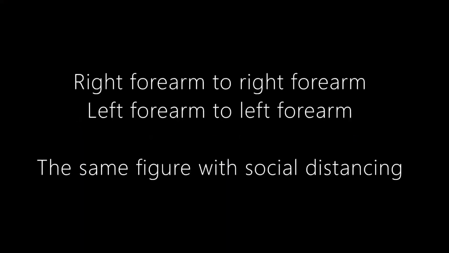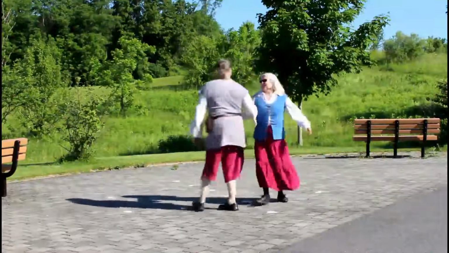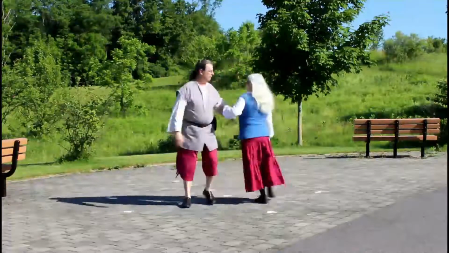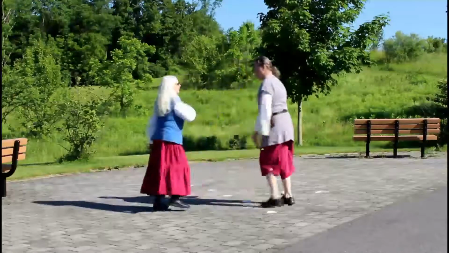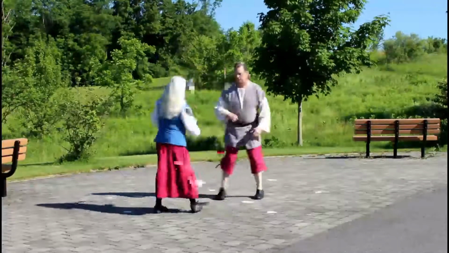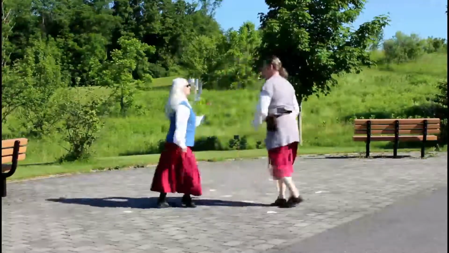Arm by the right and arm by the left uses a forearm grip. Right forearm to right forearm, around in a circle, 8 steps back to place. Left forearm to left forearm, back to place. To maintain social distancing, just point your elbows and keep some separation. 8 steps back to place.